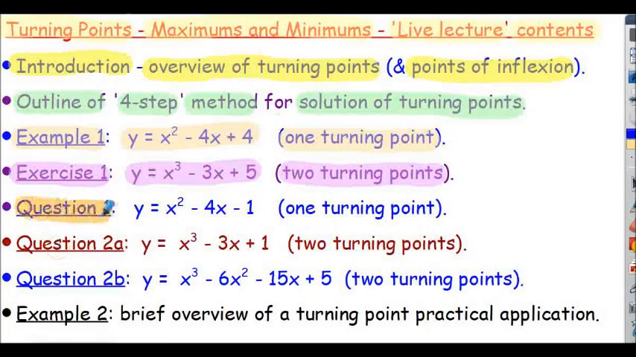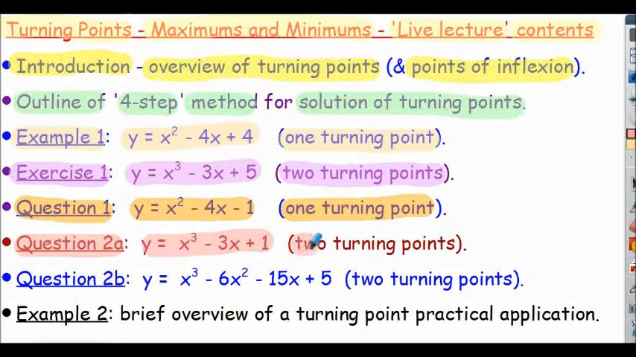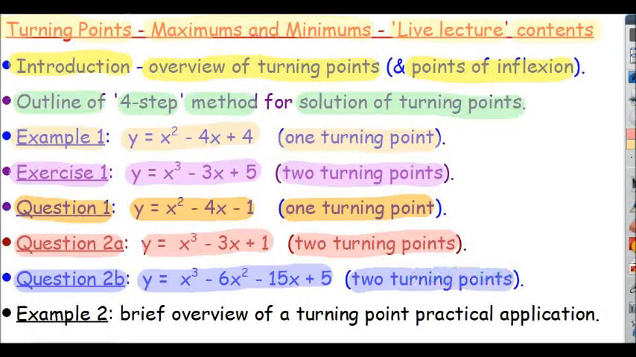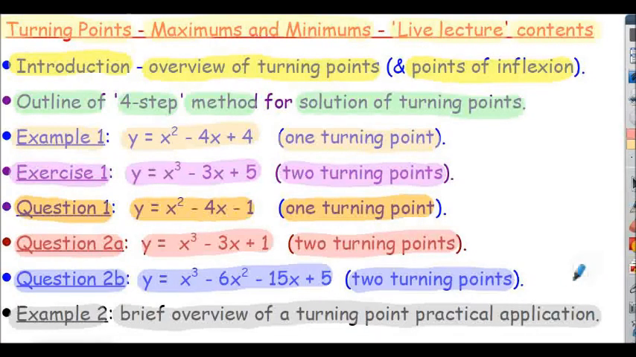Next we have question 1, very similar to example 1, and the full solution to finding the single turning point is shown. And question 2a, equation shown here, solution to find the two turning points is shown. Question 2b, cubic equation shown here, we solve this for two turning points. And then finally we have example 2, which is essentially a brief overview of a turning point practical application, where we find the maximum volume of a specified container.